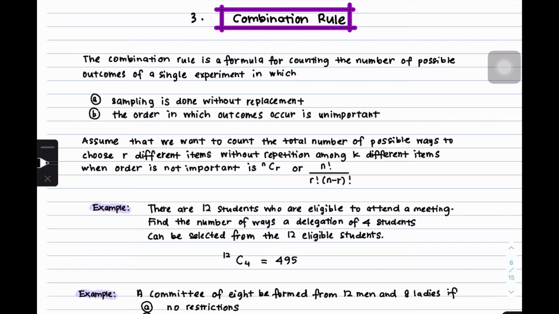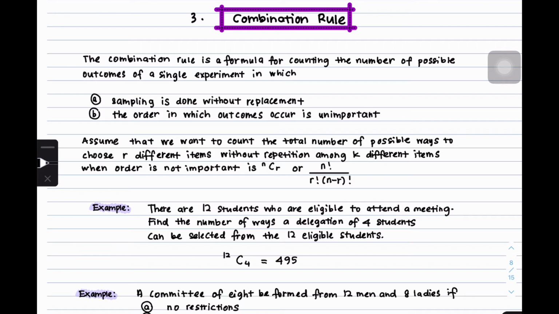Now for the combination rule, it is a formula for counting the number of possible outcomes of a single experiment where the sampling is done without replacement, means without repetition, but the order in which outcomes occur is not important. We don't care about the order, and it's sampling without repetition or without replacement. So we will use the combination rule.